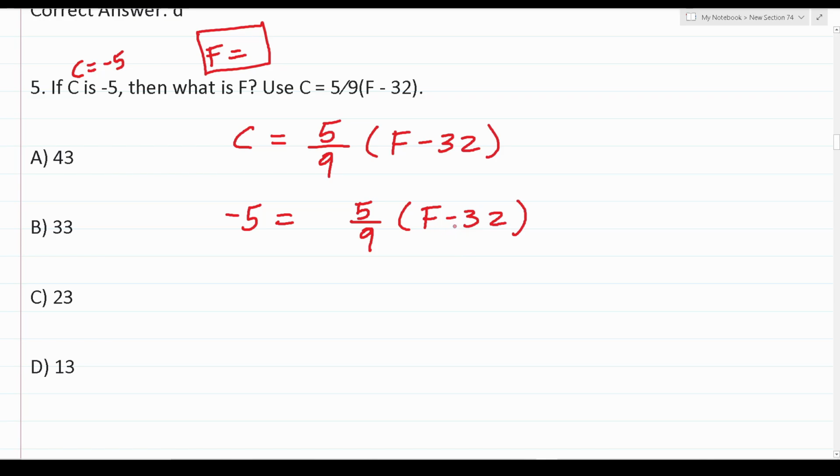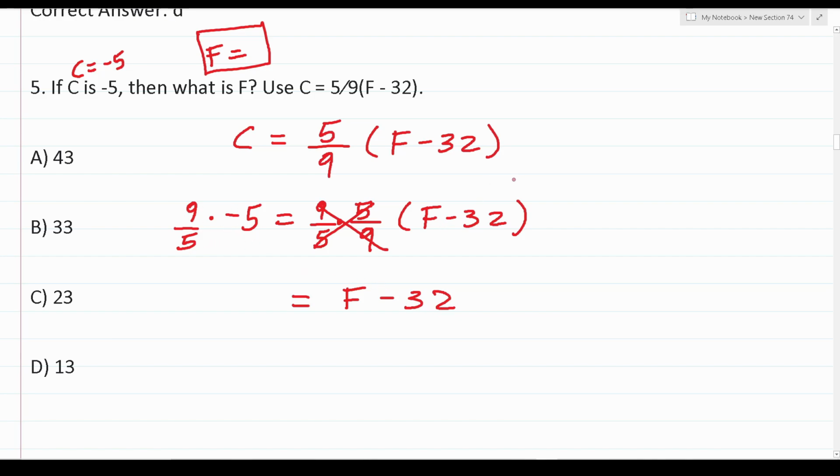All right, so the first thing you want to do here is clear this fraction of 5/9, and what you can do there is multiply it by its reciprocal, notably 9/5. And we're going to do that to both sides of the equation to keep it balanced. This crosses out here and here, so this just leaves you with F minus 32 on this side. And now we've got to work this out.